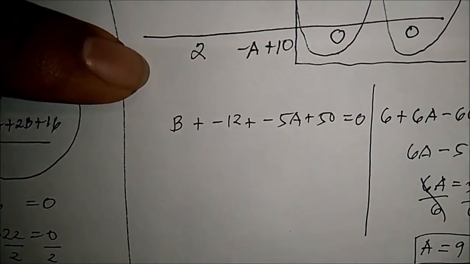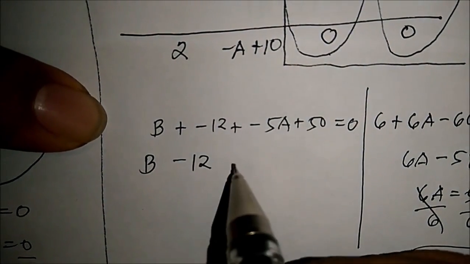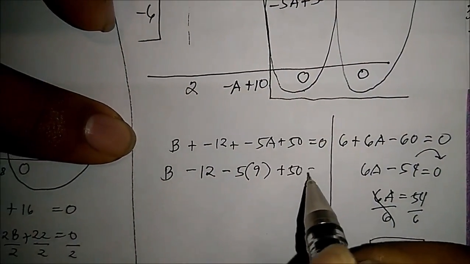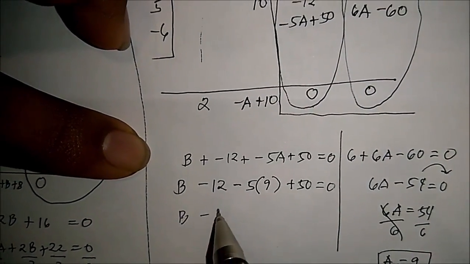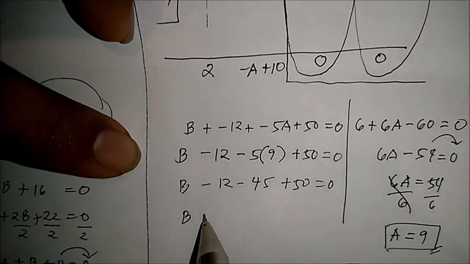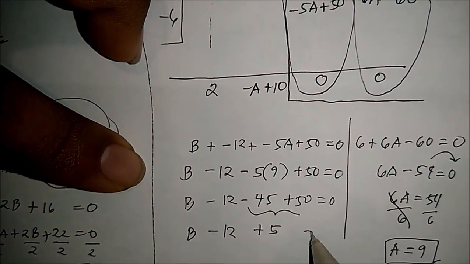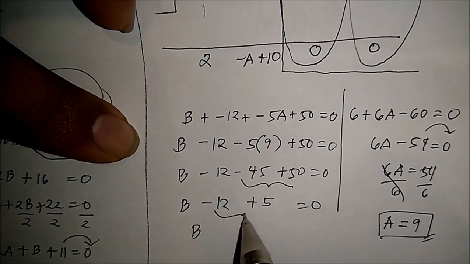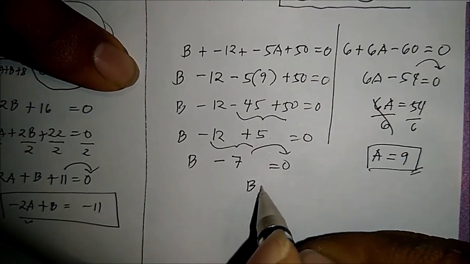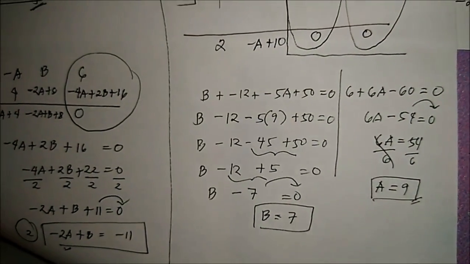Now, balikan natin yung isang equations. May value na tayo ng a, that's 9. So b minus 12 minus 5. Ang a natin ay positive 9 plus 50 equals 0. Let's solve for b. So b minus 12 minus 45 plus 50 equals 0. Let's simplify this. So b minus 12, ito ay negative 45 plus 50. That would be positive 5 equals 0. Simplifying this, that's negative 12 plus 5. That's negative 7 equals 0. Applying APE, then b equals 7. So that's another method. Mas mabilis. Good luck!